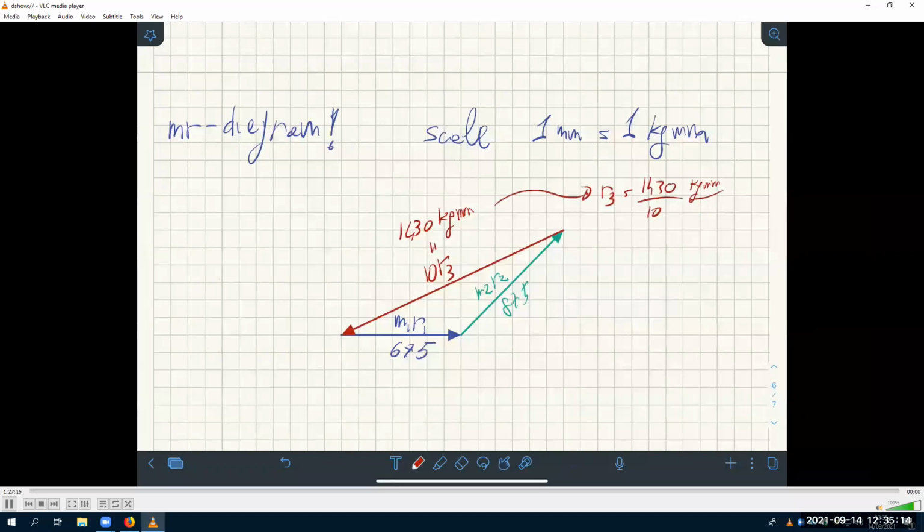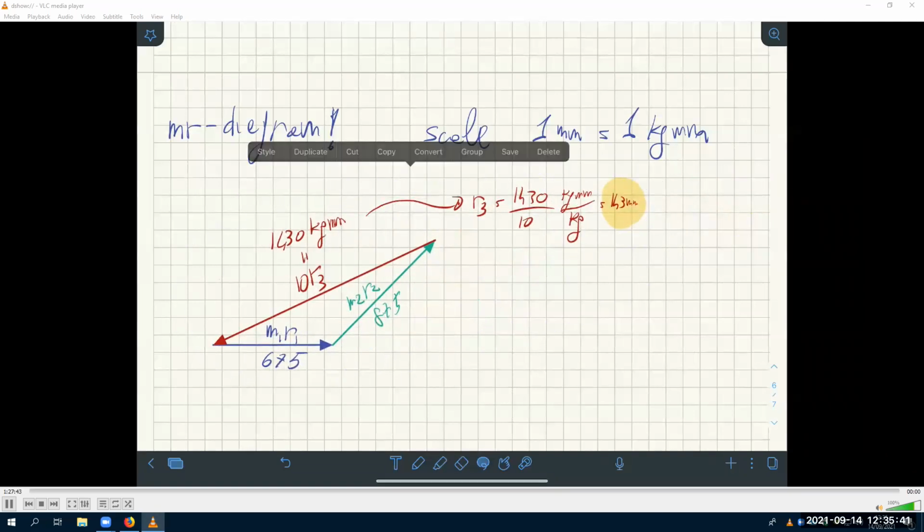So R3 is divided by kilograms, 143 millimeters. See, the units also check out. Kilogram millimeters divided by kilogram is 143 millimeters. All right.